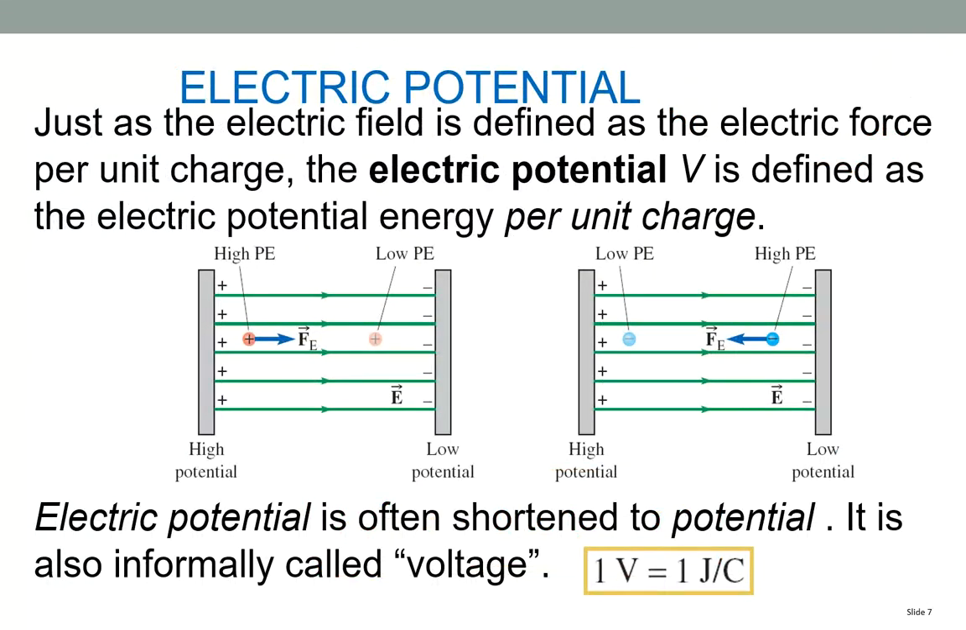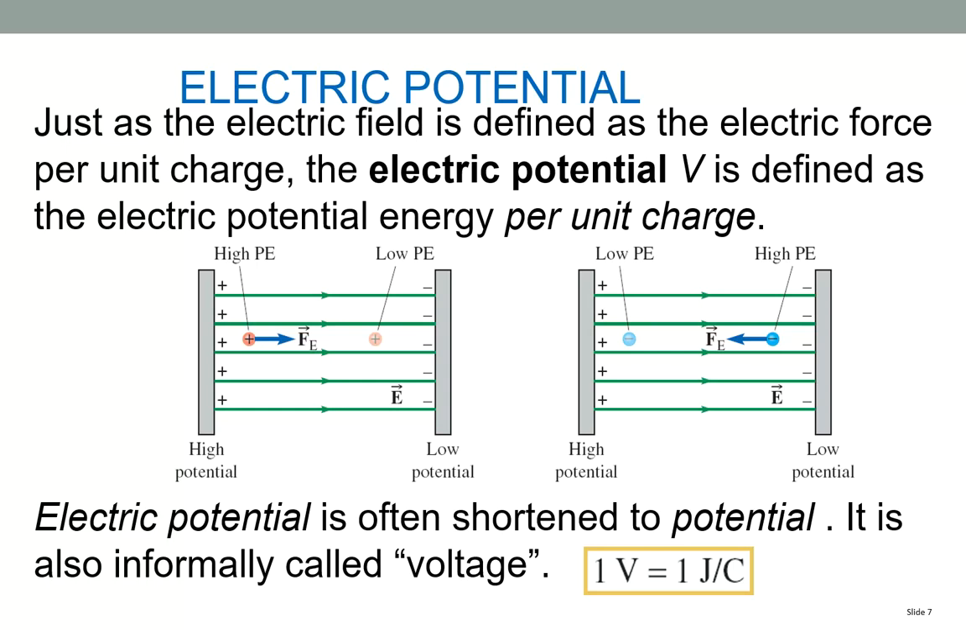Now, electric potential. This is where we start talking about electric potential. I have it in words here, and I have an equation form in the next slide. Electric potential is defined as the electric potential energy per unit charge. We've seen something like that because electric field was electric force per unit charge. So it's really fundamentally the same idea.